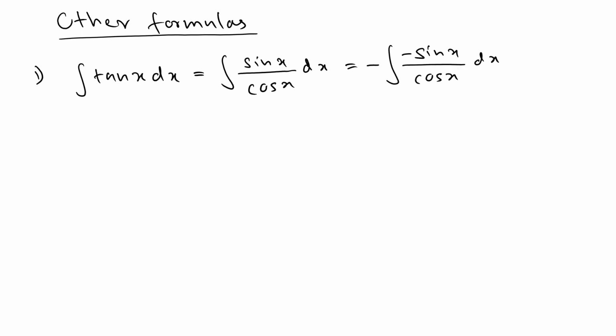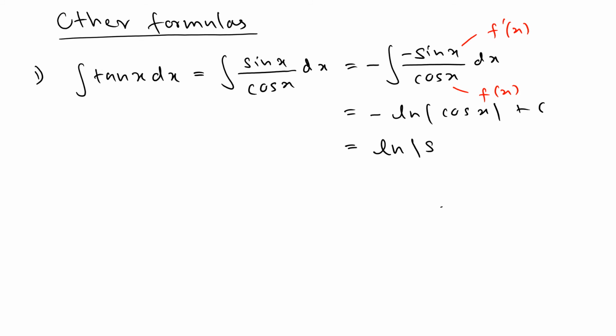and now you can see that, according to the formula trick, the top is the derivative and the bottom is the function. So we can just use natural log for that. That means this is simply going to be negative natural log cosine x plus c, and then we know that the negative sign means you flip it over. So this is simply going to be ln secant x, because it's a flip over.